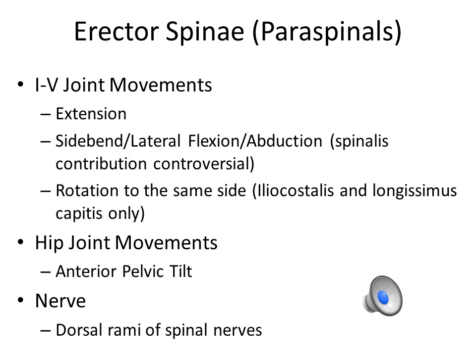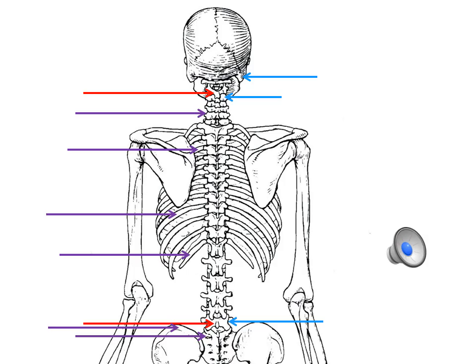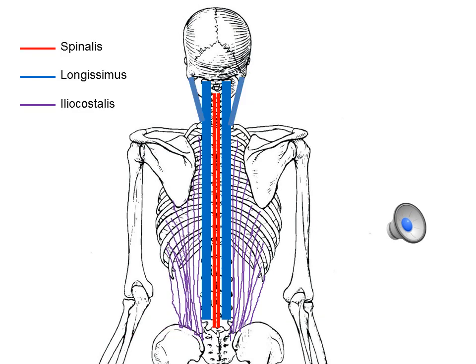The erector spinae muscles receive their innervation through the dorsal rami of the spinal nerves. Using the arrows and the color coding as a guide, see if you can draw in the spinalis, longissimus, and iliocostalis muscles. Spinalis is indicated in red, longissimus in blue, and iliocostalis in purple. Compare your drawing to mine.